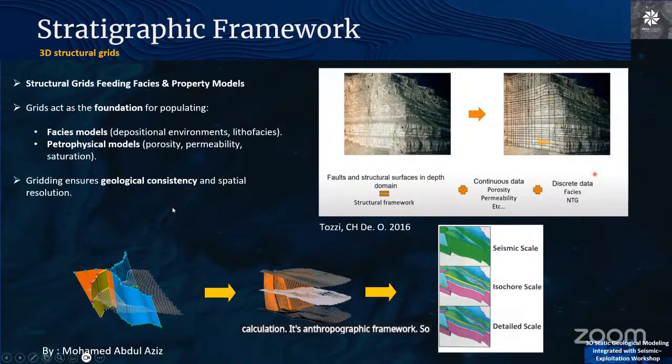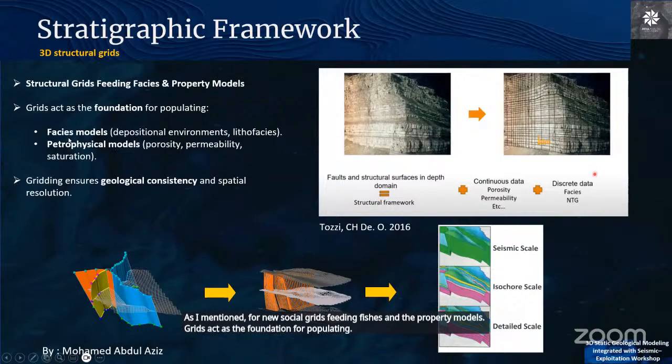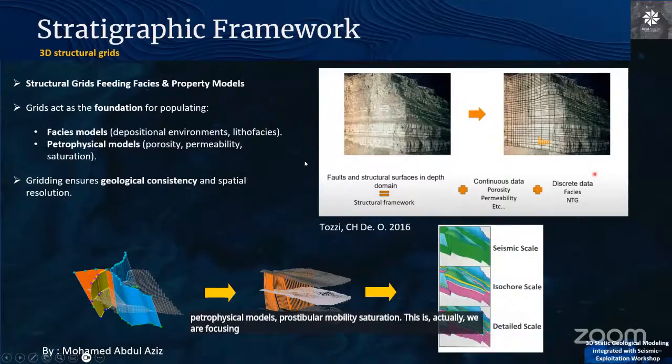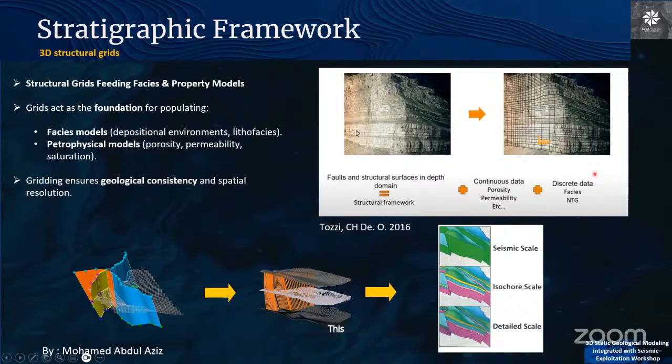So we will address here the 3D structural grids. As I mentioned, for new structural grids feeding facies and the property models, grids act as the foundation for populating. So you have facies modeling, the depositional environment leads to facies, then petrophysical models: porosity, permeability, saturation. This is what we are focusing on now. This is our objective during the making of the horizons. So this is the surface outcrops, okay? And this is the structures, and it has some layering.